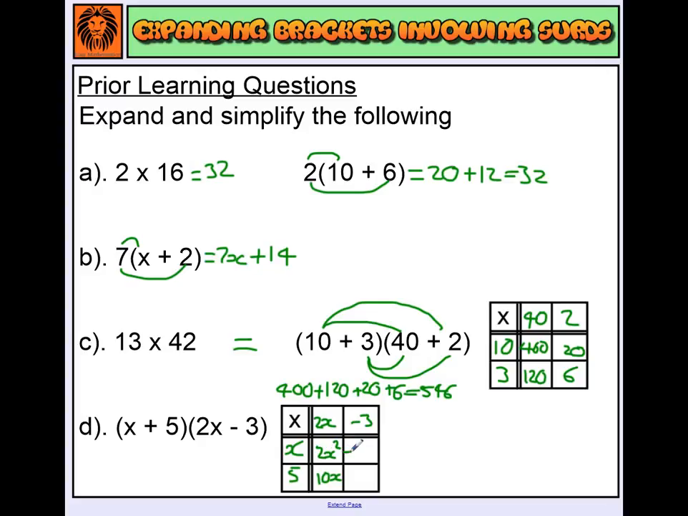Negative 3 times x is negative 3x. And negative 3 times 5 is negative 15. And again, we need to add these 4 values up. So we have 2x squared, take away 3x, plus 10x, take away 15. Now, you can see that here, we can simplify this, because we have to expand and simplify. So we've got 2x squared. Now, negative 3x plus 10x gives us positive 7x. So plus 7x, take away 15.